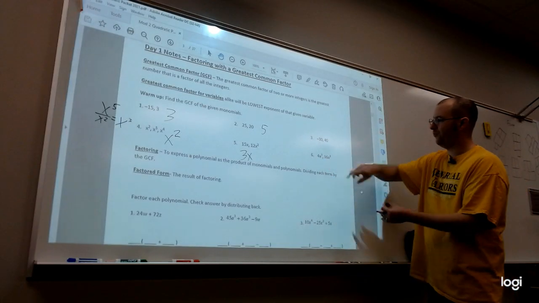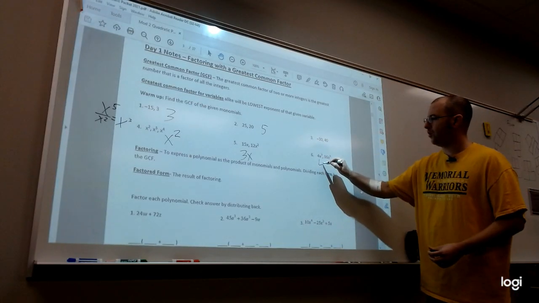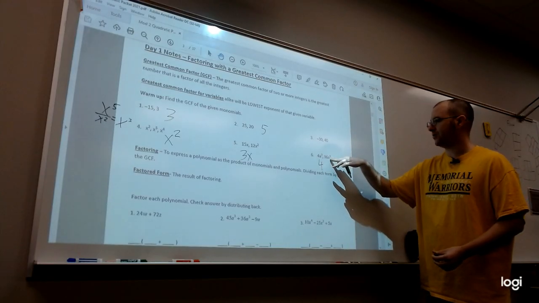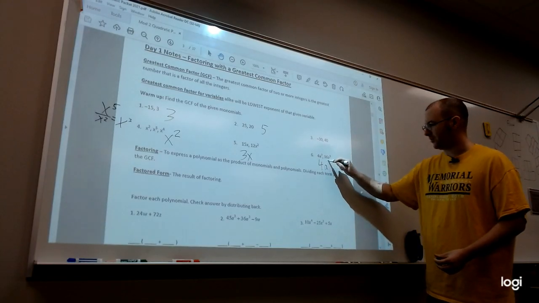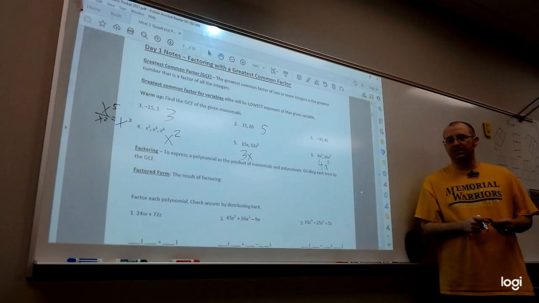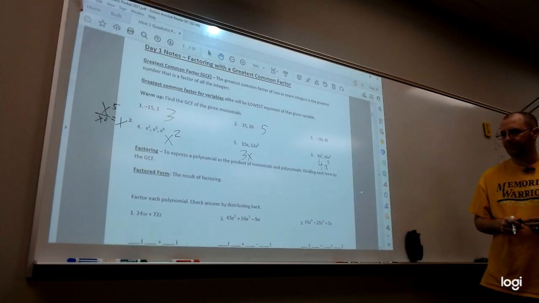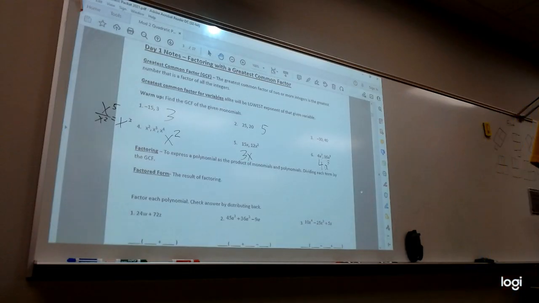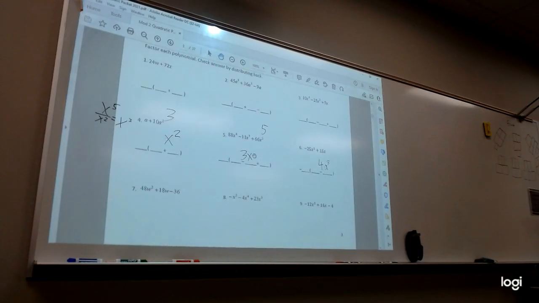What goes into both 4 and 16? 4. Okay, and then what about a to the 7th and a to the 3rd? Yeah, a to the 3rd. So 4a to the 3rd is the greatest common factor of both of those. Okay, let's get into some real factoring here. I'll scroll up, so we have a nice big canvas on which to write our artistry.